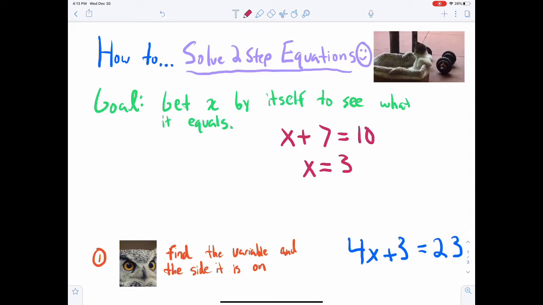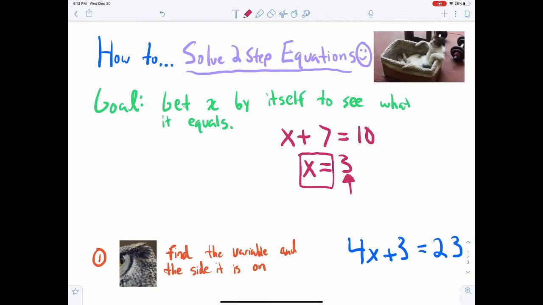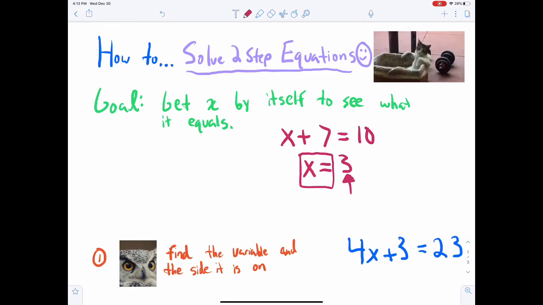But how we get to getting x by itself here, see how x is by itself? And we find out what x equals, 3. That is what we're trying to do. That is our goal. Get x by itself and see what number it equals. Okay, so how do we do that?